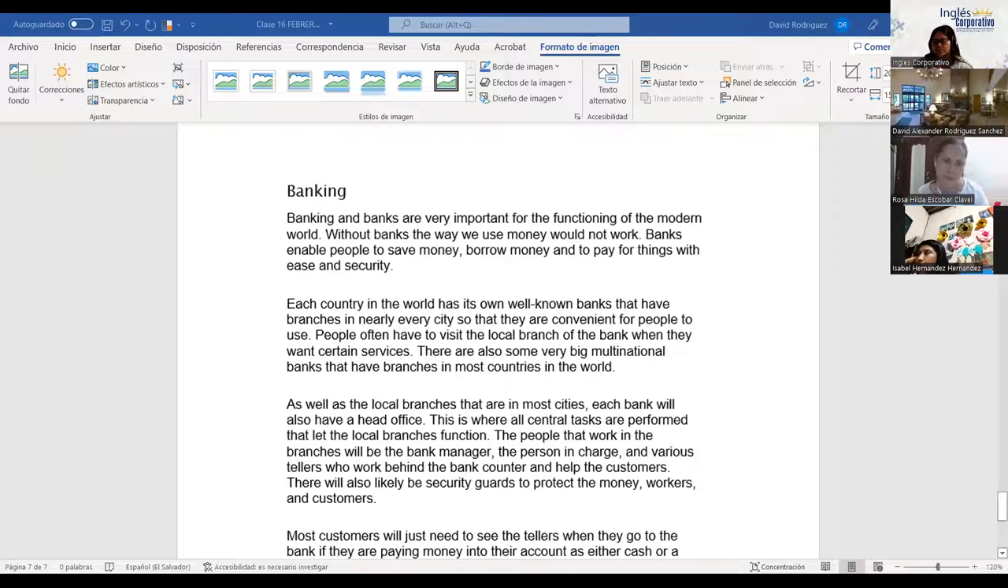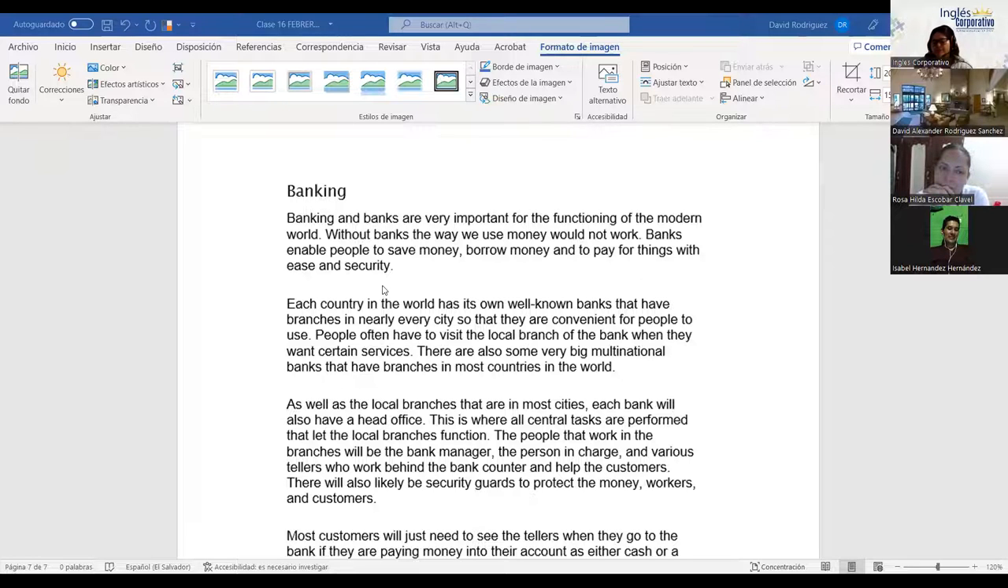¿Ya la descargaste? Sí, ahorita se los comparto. Listo, ahí está ya. Leemos un párrafo cada uno. Vamos por párrafo. ¿Quién comienza? Dale, Isabel.